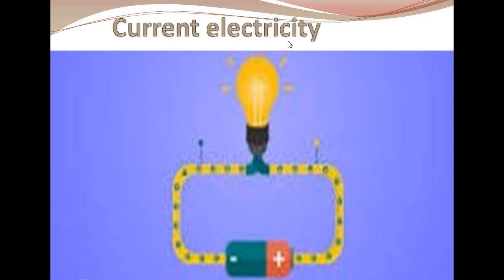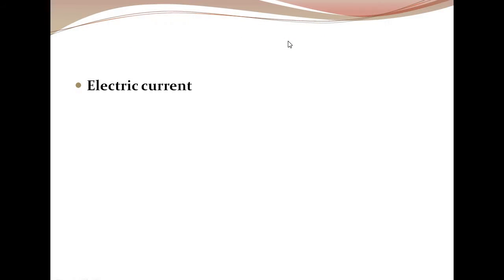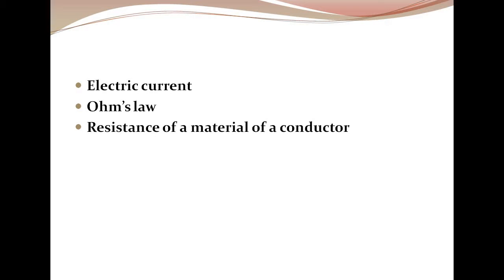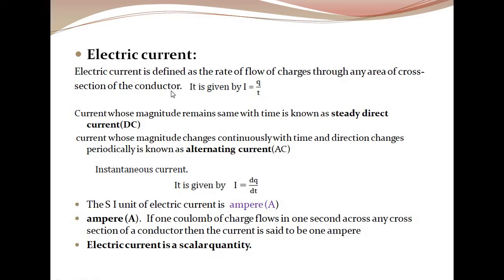In this topic we are going to discuss electric current, Ohm's law, and resistance of a material or conductor. These things we discuss when the charges are in motion. In this chapter, the important concept is electric current. So what do we mean by electric current?